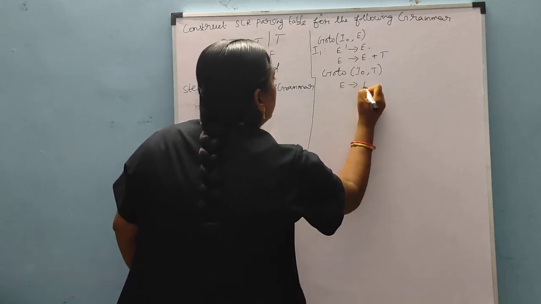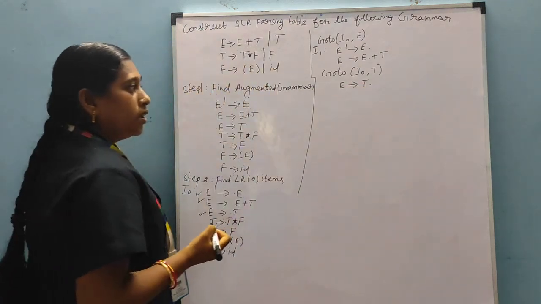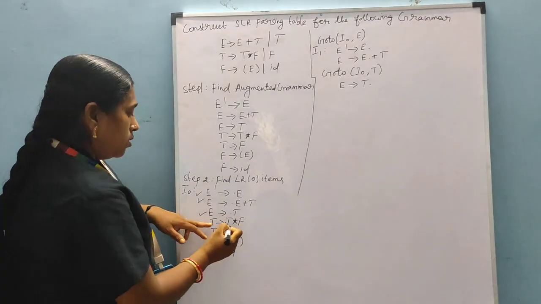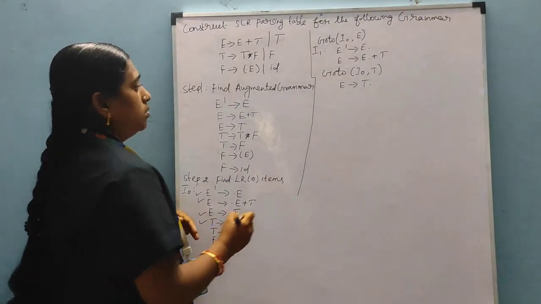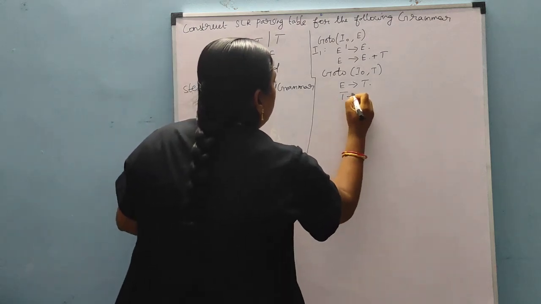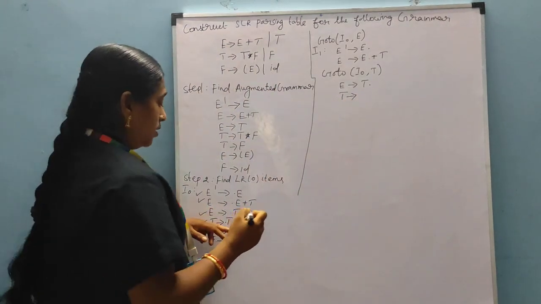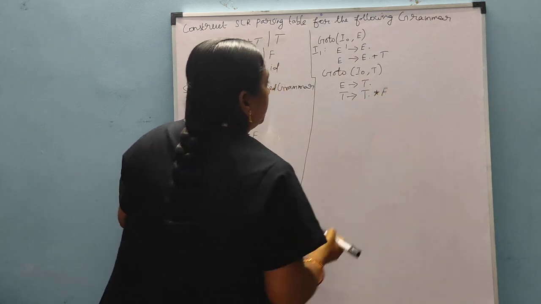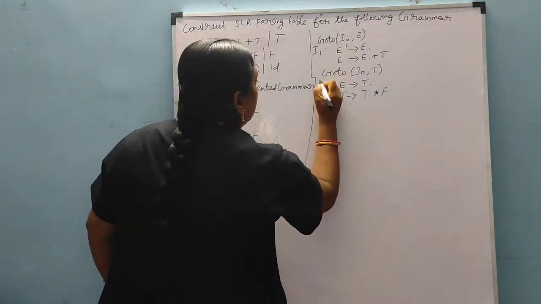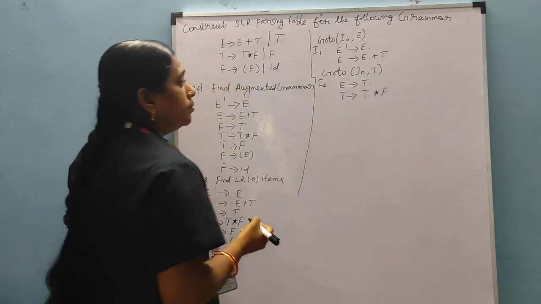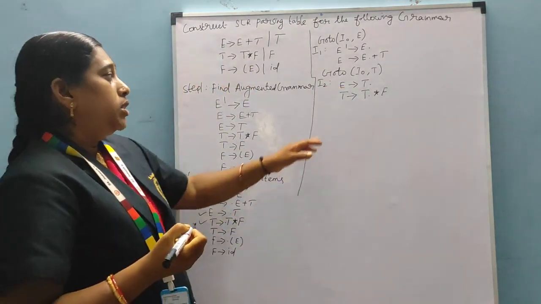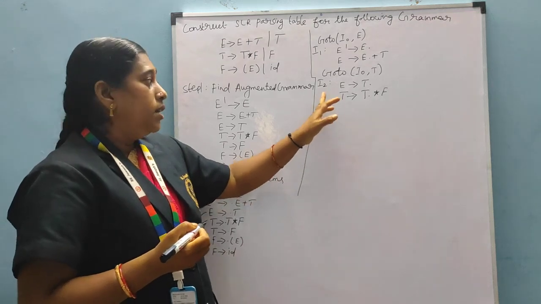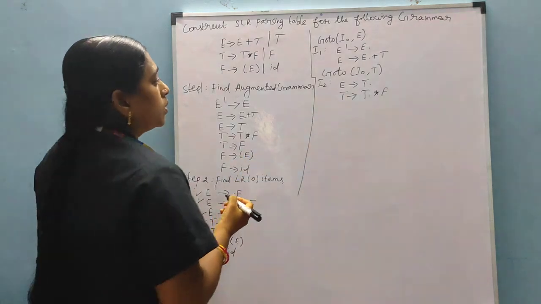E tends to T dot. Okay. See, here also non-terminal T is present. So we'll take this production also. T tends to, can you say what is the result? Yes. T dot star F. So this is the I2 state. Okay. Why am I mentioning it as I2? Because of the new production present, so that I can make it an I2 state.